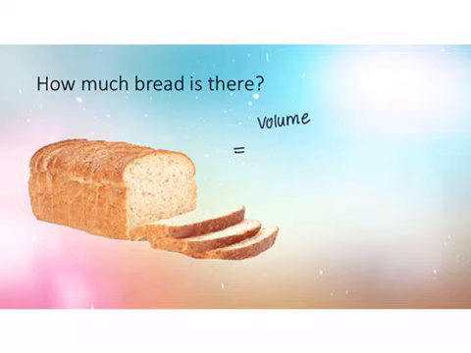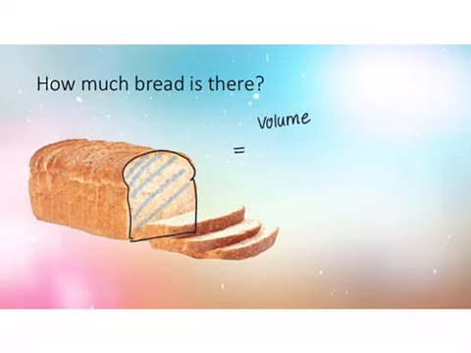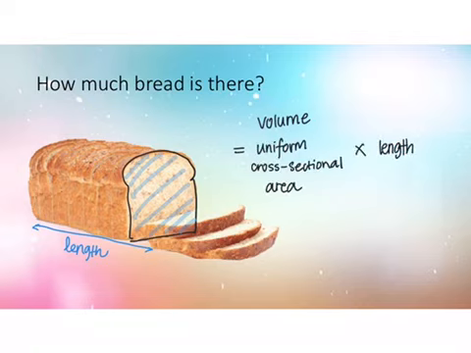Similarly, what is the volume of all this bread down here? Each of this bread is also cut in the same cross-section, resulting in a particular cross-sectional area throughout every single piece of the bread. And all this bread will have a total thickness, which results in the length of the whole solid. So in order to find the volume of the solid, we will take the uniform cross-sectional area multiplied by the length.